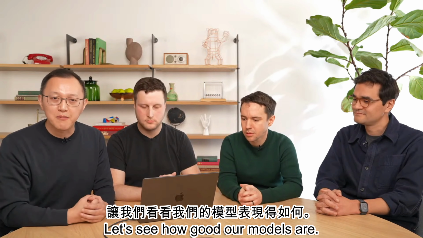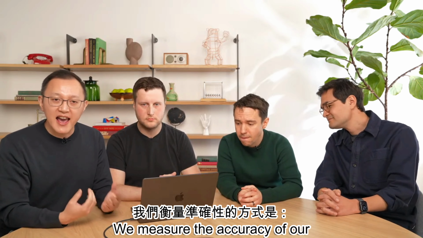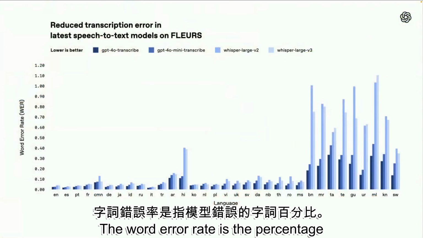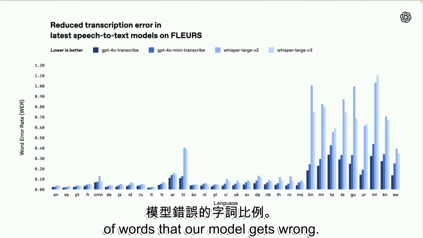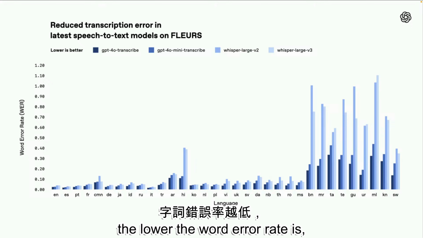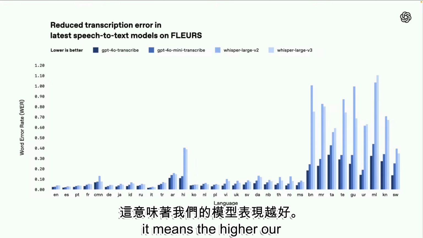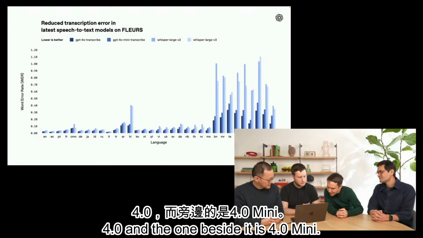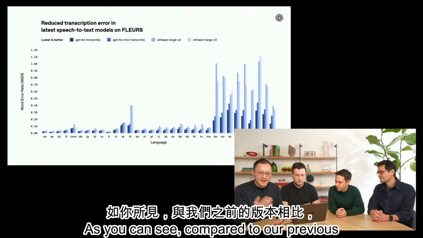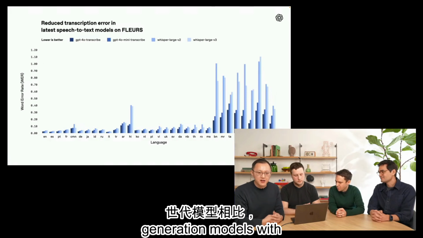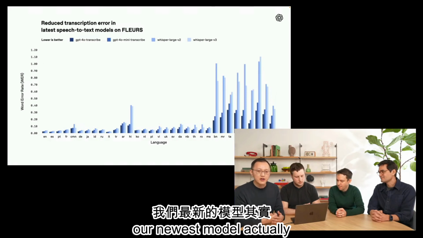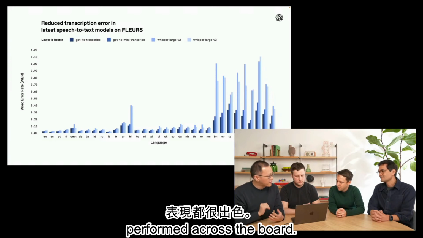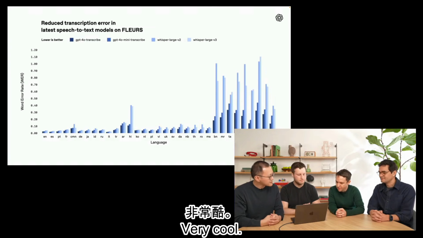Let's see how good our models are. We measure the accuracy of our transcription by word error rate. The word error rate is the percentage of words that our model gets wrong. So, of course, the lower the word error rate is, it means the higher our model actually performs. And then the dark blue is the newest 4o, and the one beside it is 4o Mini. Exactly. As you can see, compared to our previous generation models, Whisper 2 and Whisper 3, our newest model actually performs better on every single language we tested across the board. Nice. Very cool.